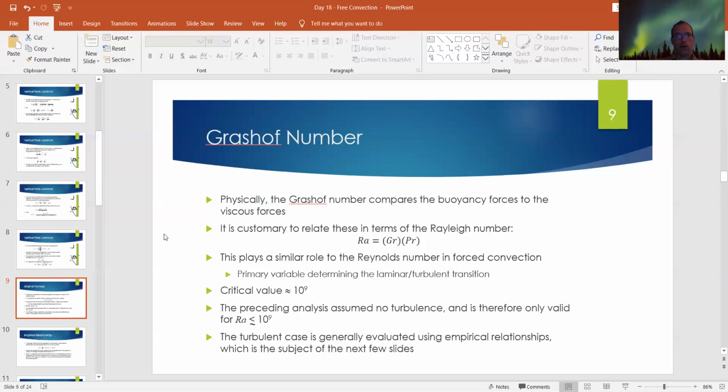So that's how I deal with laminar free convection on a vertical plate. Any other scenario, so the turbulent case, as well as other arrangements, like horizontal plates, spheres, or cylinders, are generally all done empirically, and we'll see those relationships on the next few slides.